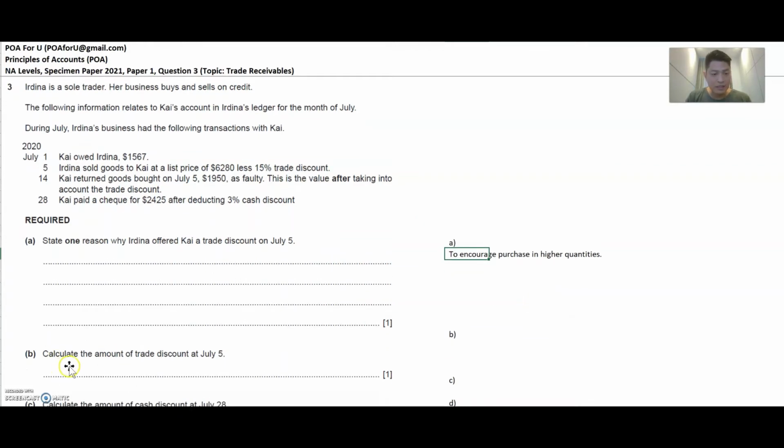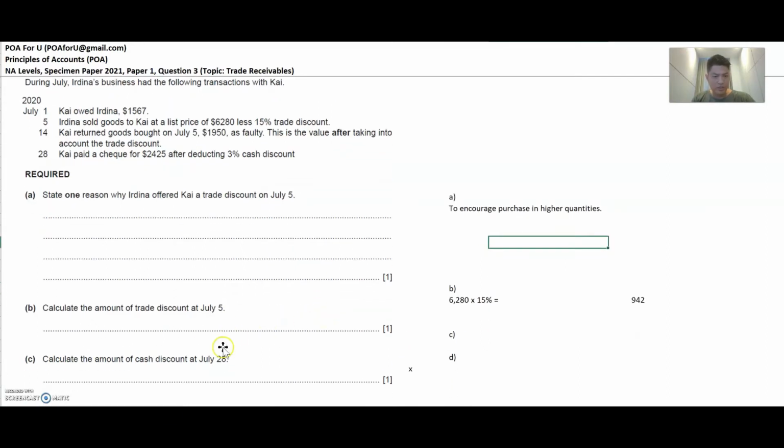Now, the next thing is calculate the amount of trade discount on the 5th of July. So this is quite straightforward. The list price is the original price. So list price is always known as the original price, and less 15% trade discount. So 15% of the original price is the trade discount. So that's as simple as that, as straightforward as that. 942 is your answer.